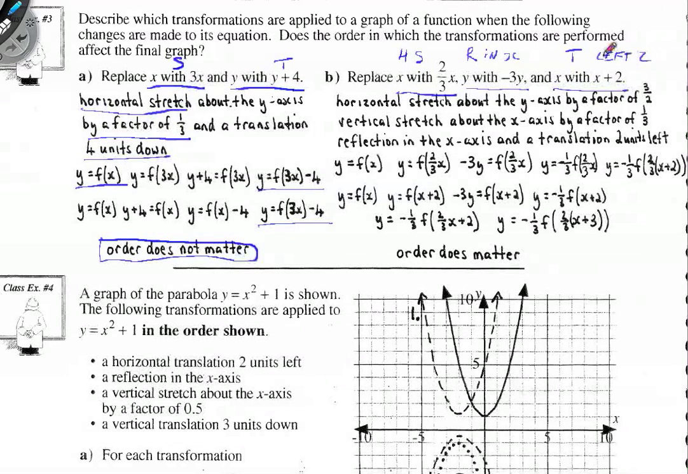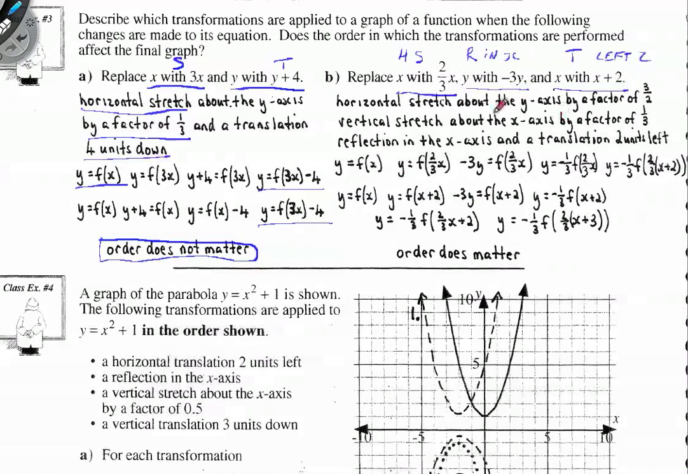So what do we have? Horizontal stretch, reflection in x. Well, that would be a vertical thing to the horizontal movement, so that's okay. So this is vertical, things being flipped vertically, and then this is a translation 2 to the left. But this translation is horizontal, and so is this. So I'm thinking, yeah, that's probably why order matters.